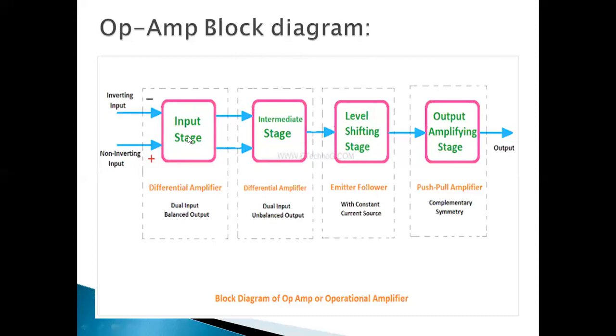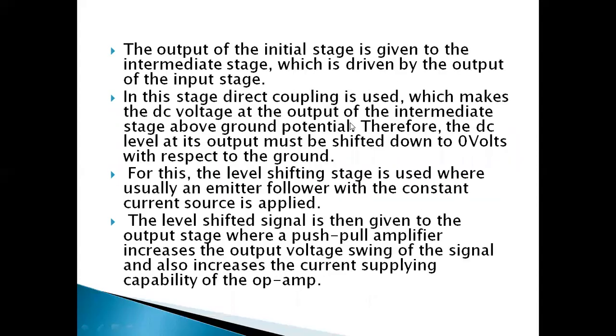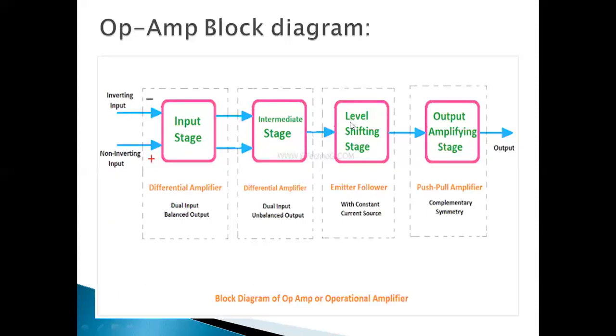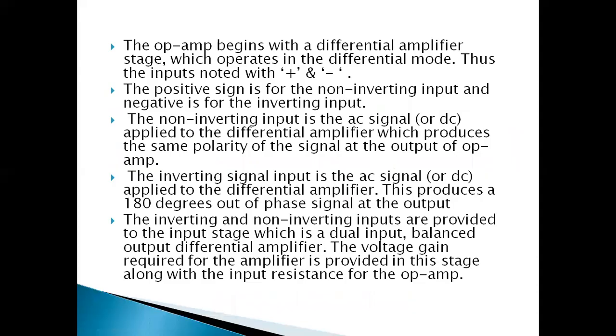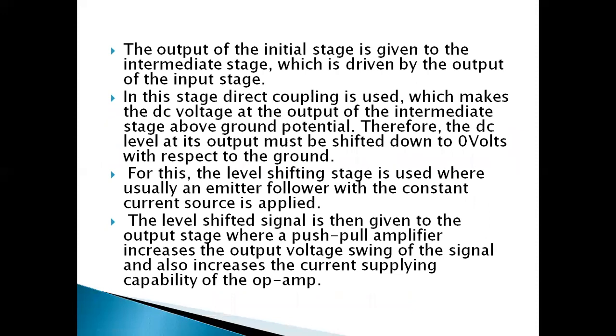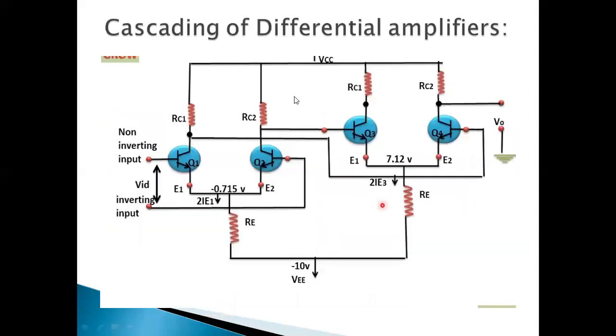So this is the input stage, this is the intermediate stage, this is the level shifting stage, this is the output amplifying stage. Each stage has its own function. And finally, we can get a distortionless output with higher gain. So these are the points which I have discussed so far. And next one is cascading of differential amplifiers.